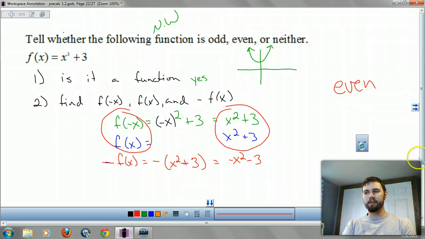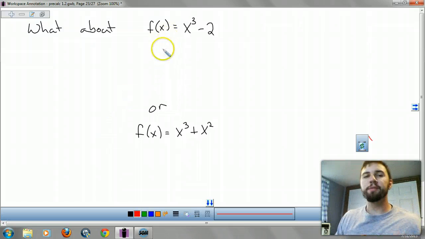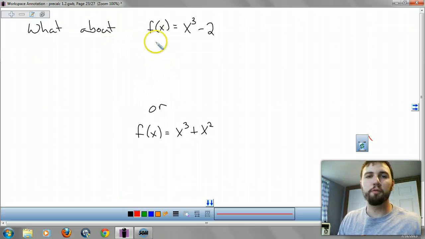We're almost there. Have to pause for time. Last two examples and I'll let you guys go. I understand this is a long one. We'll make it through. So what about this one?